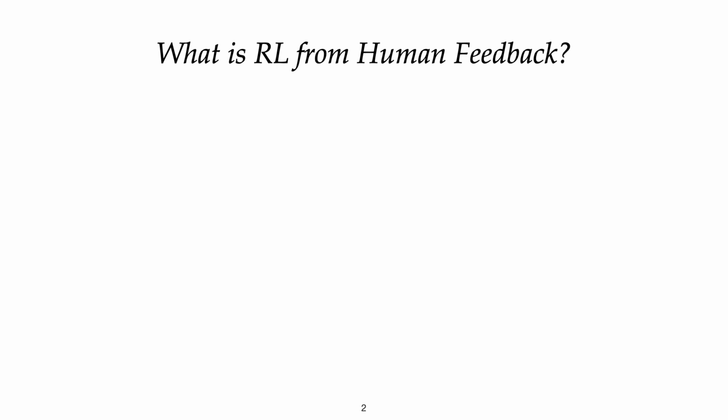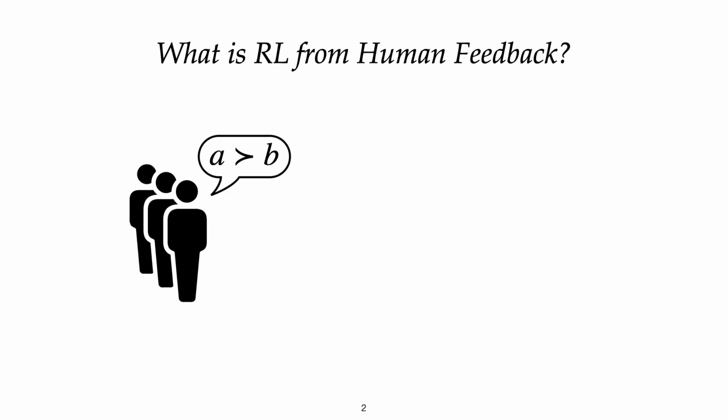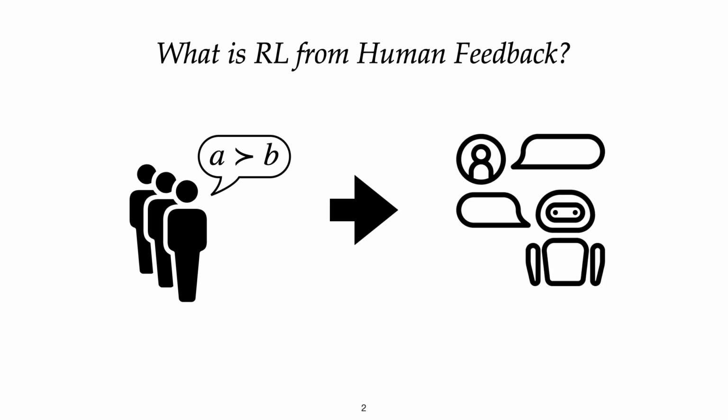RLHF is the problem of optimizing on the basis of relative preference feedback rather than absolute reward feedback, like in traditional reinforcement learning. For example, we might ask some human raters to rate prompt completions generated by our model, and then want to use this data to fine-tune our model to be a better conversationalist.